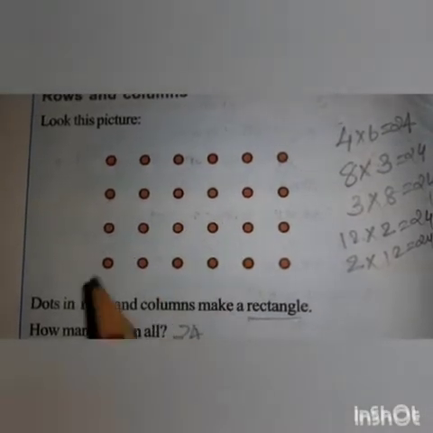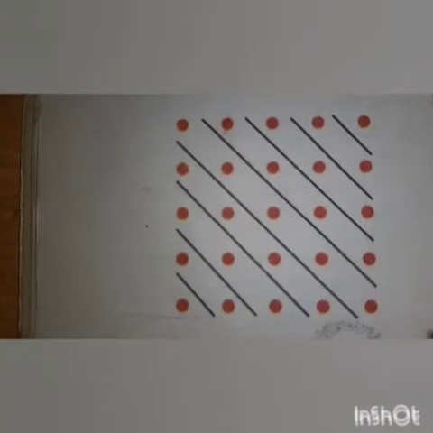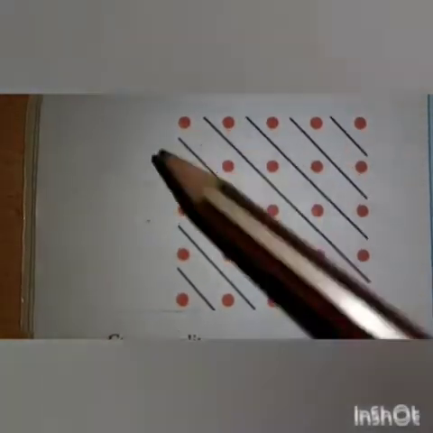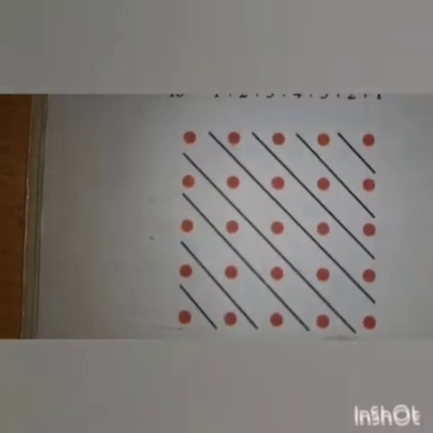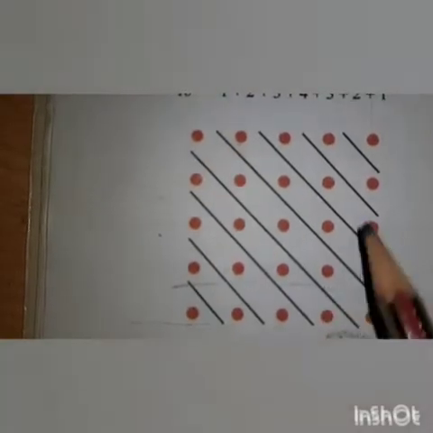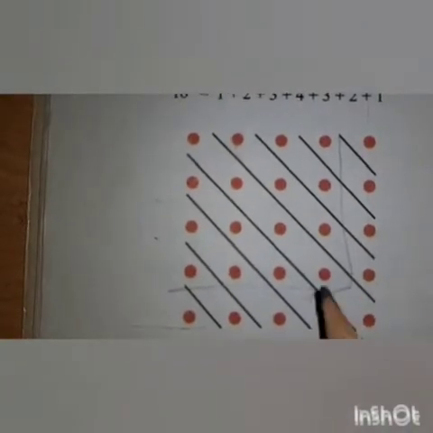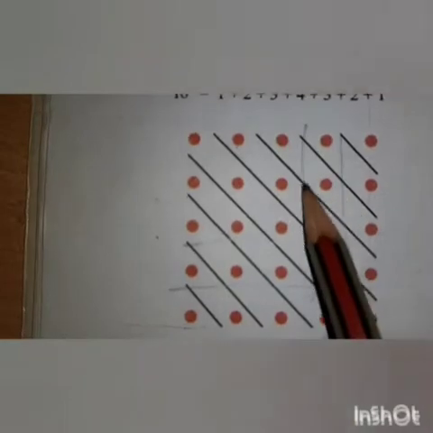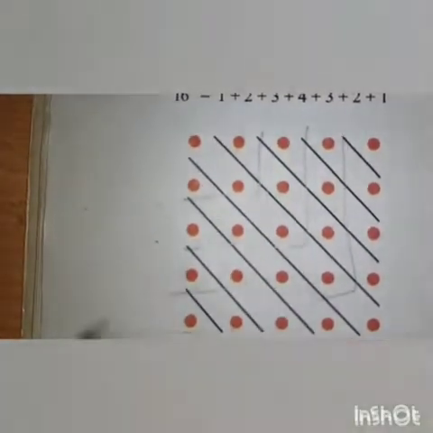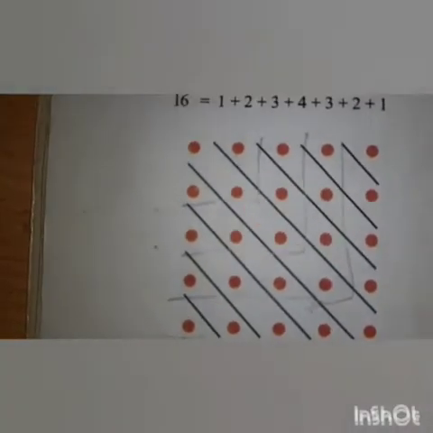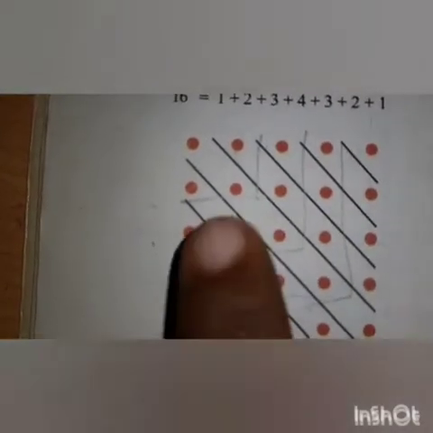Can you make this into a square? How will you make it into a square? If you arrange 5 dots in rows and 5 in columns, you will get a square. Then if you rearrange once more, 4 rows and 4 columns, that is also a square. Then 3 rows and 3 columns, you will get a square again. If you arrange 2 rows and 2 columns, that is also a square.